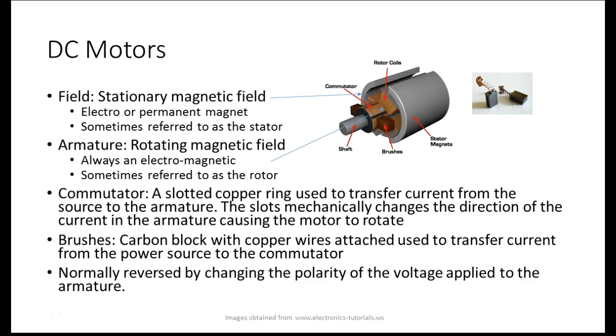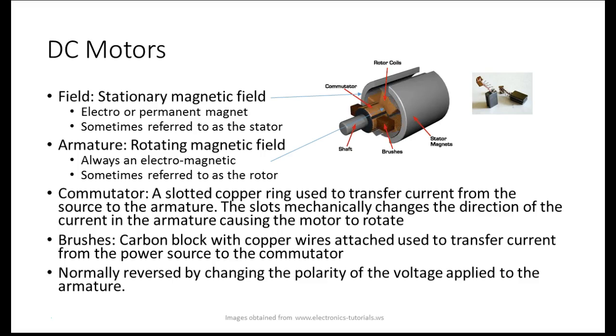A permanent magnet motor, we're going to change the direction by changing the voltage that we apply to the armature. So the stationary magnetic field can either be electromagnet or permanent magnet, sometimes referred to as the what? Stator. It's not technically correct, but if it was my boss saying it, calling it stator, I'd say okay. But if it's one of you calling it stator, I'm going to say no, it's the what? Armature.